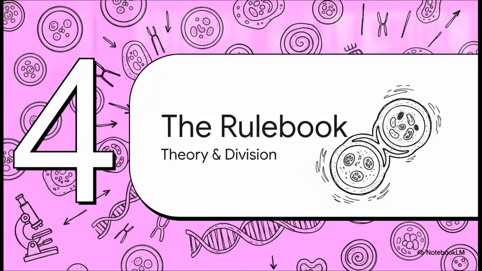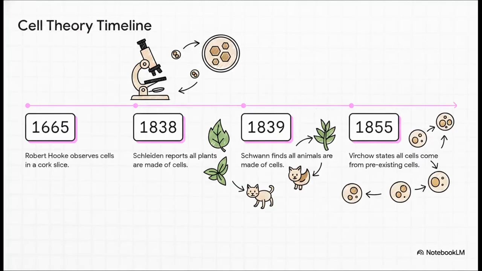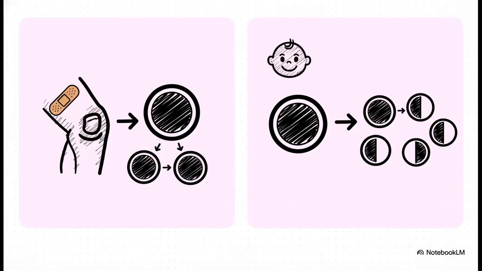Moving right along to Section 4, the rulebook. We're talking cell theory and division. Now this timeline right here is an absolute goldmine for your Olympiad and exam prep. It tracks the entire formulation of the cell theory. It shows exactly how we went from Robert Hooke discovering cells in little cork slices way back in 1665 to Schleiden and Schwann realizing that, hey, all plants and animals are made of cells. But the crowning rule? That came in 1855 from Rudolf Virchow, who clearly stated that all cells can only come from pre-existing cells.